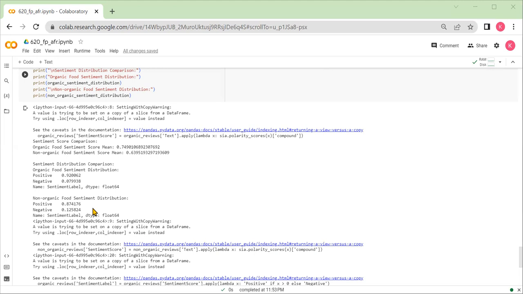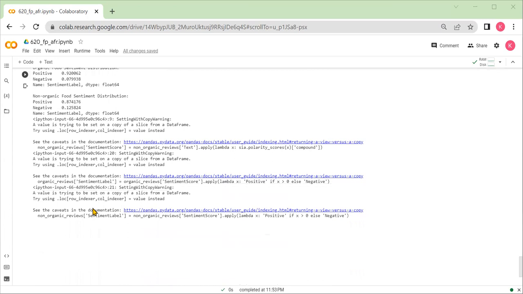So, in conclusion, our analysis of Amazon Fine Food Reviews has shed light on changing sentiment towards food products over time and the differences in customer sentiments between organic and non-organic food products. The exploration of sentiment trends over time provides valuable insights into the dynamic nature of customer sentiments, allowing businesses to adapt their strategies accordingly. Additionally, the comparison of sentiments between organic and non-organic food products highlights the importance of understanding customer preferences within specific product categories.